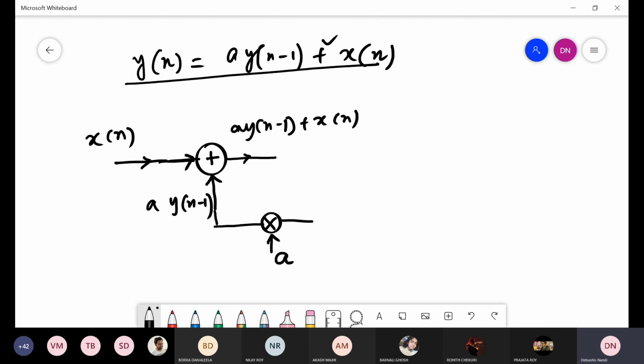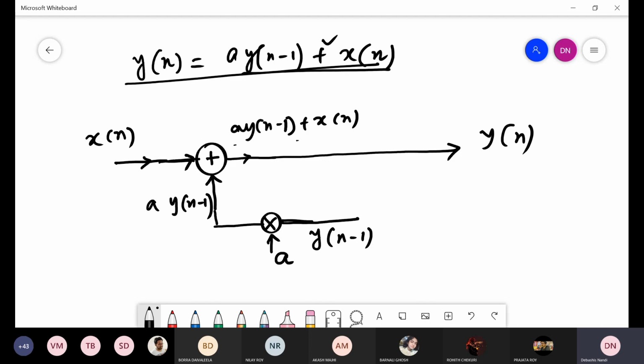So two inputs are there. One input is xn, another input is a yn minus 1, and these two things are added. Here this a is multiplied with yn minus 1, and this is your yn actually, because yn is equal to this. And here you have to use one delay unit.